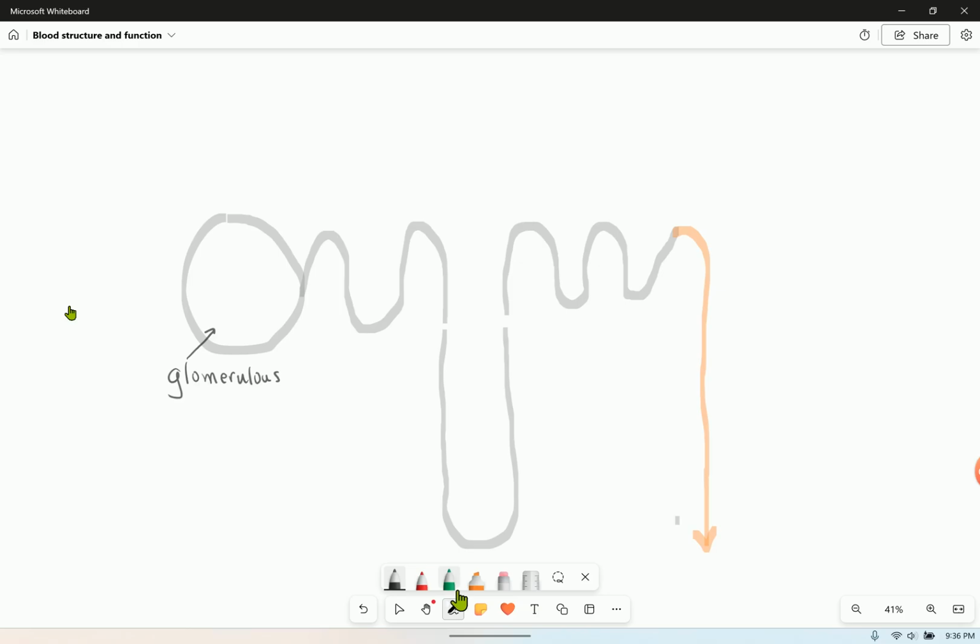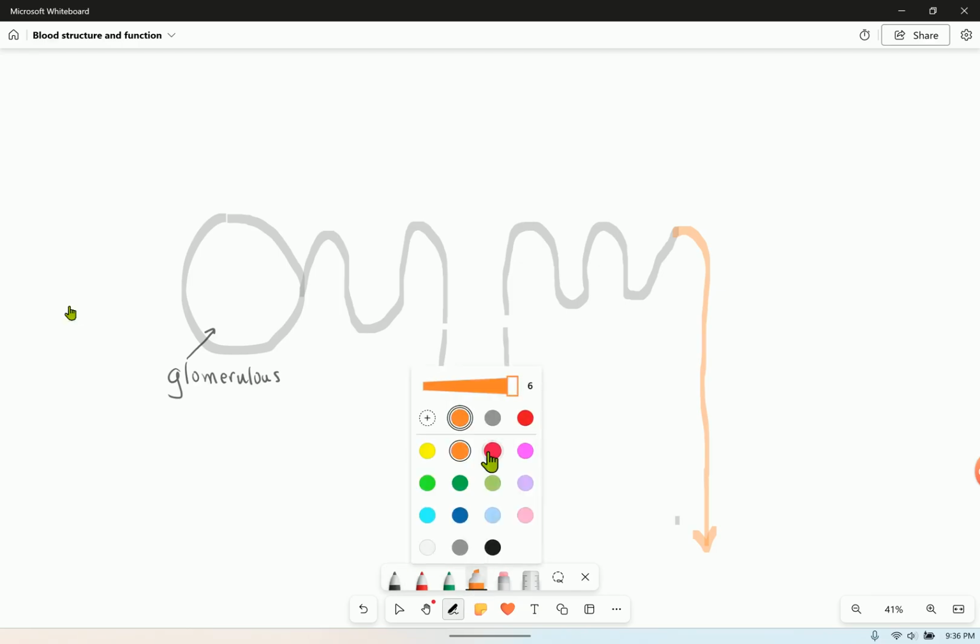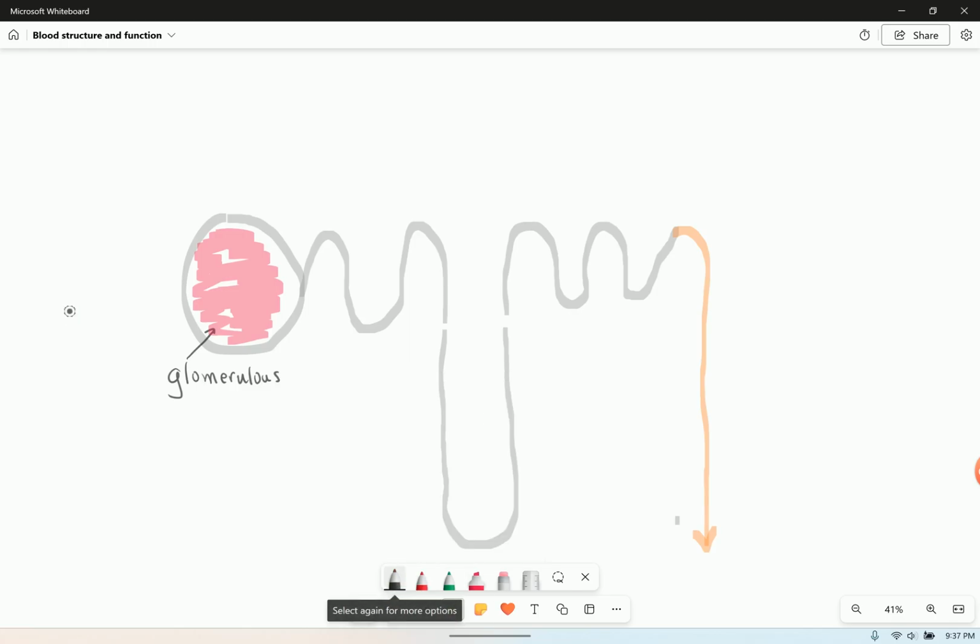Okay, and then inside you have all the knot of capillaries. Okay, so we'll just color that as red, the podocytes and all that. And then this is the proximal convoluted tubule. So that's what all that represents.